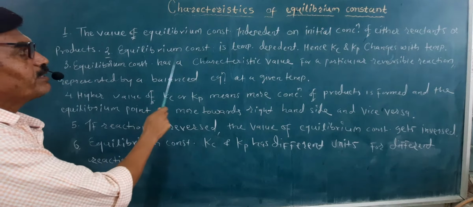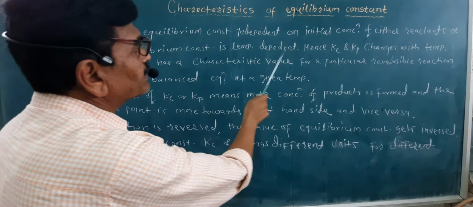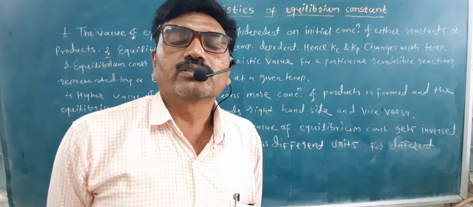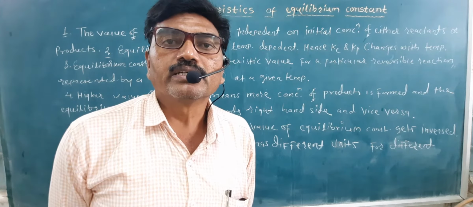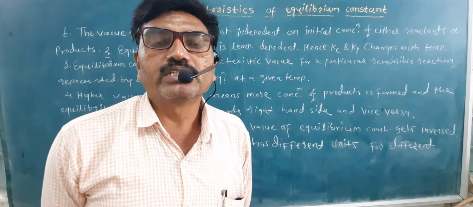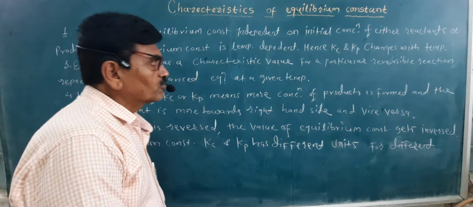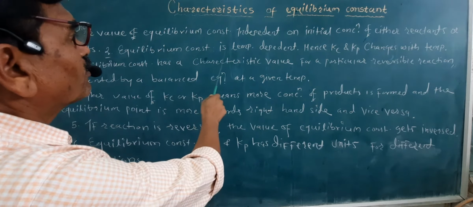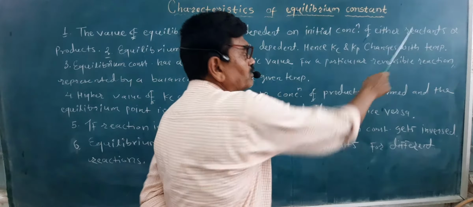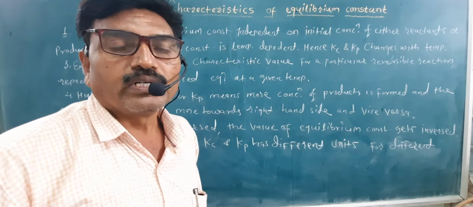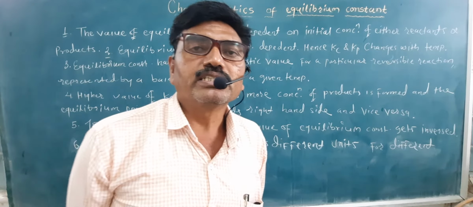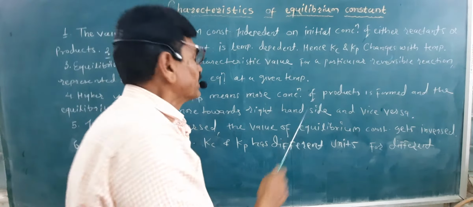Furthermore, the equilibrium constant is temperature dependent. So at a fixed temperature, the equilibrium constant has a fixed value and the value changes with change in temperature. So what we have to remember: equilibrium constant is temperature dependent. Hence Kc and Kp change with temperature. They have fixed values at a fixed temperature, but the values of Kc and Kp change with change in temperature.